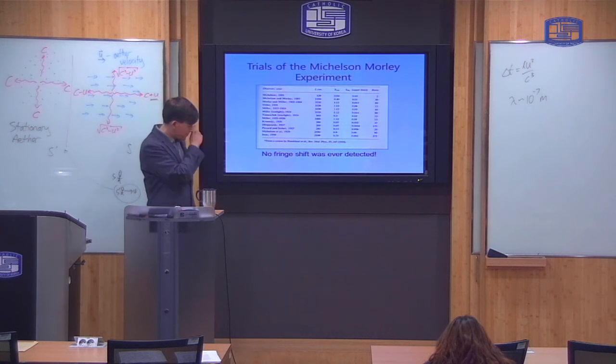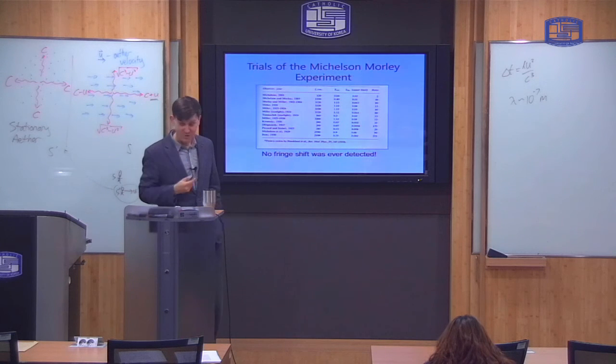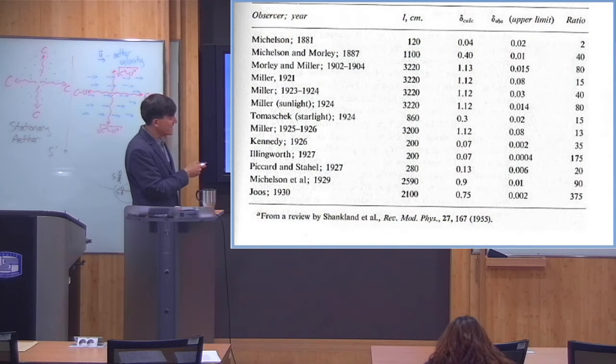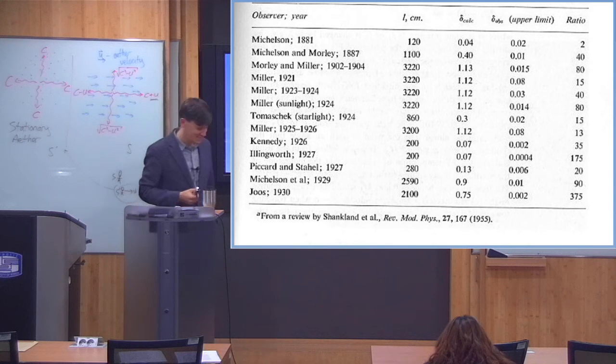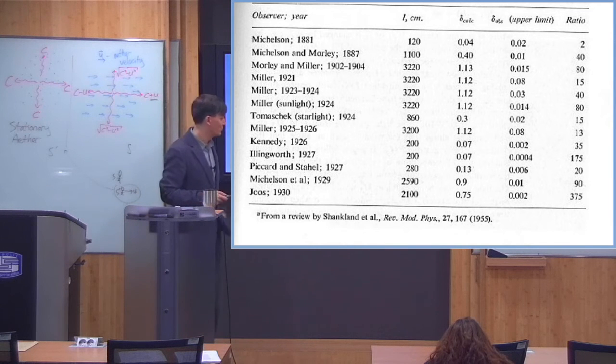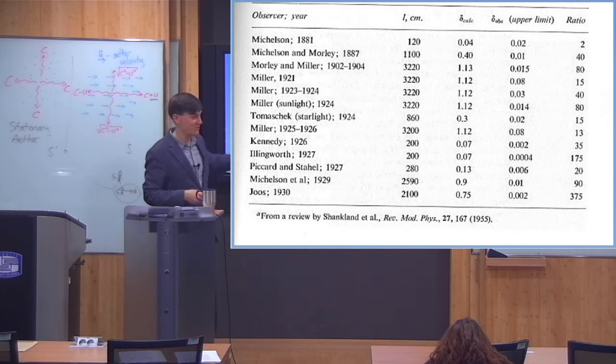Right. So that's the Michelson-Morley experiment. It has been done many times throughout history. The first one was done in 1881, but it wasn't really accurate enough to get a clear answer. The next one was done by Michelson and Morley in 87. That's the famous one. And then it's been repeated by different experimentalists many times since then. Okay? I'm sure there's more than this. This is just a summary I found.